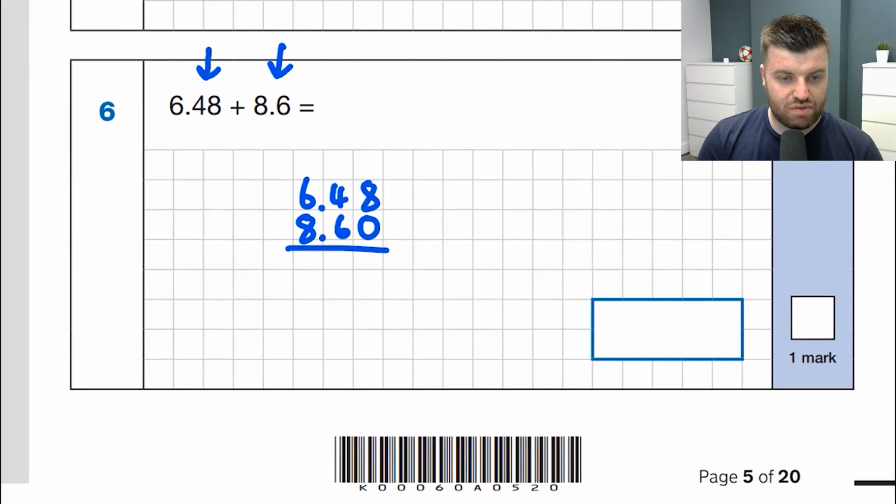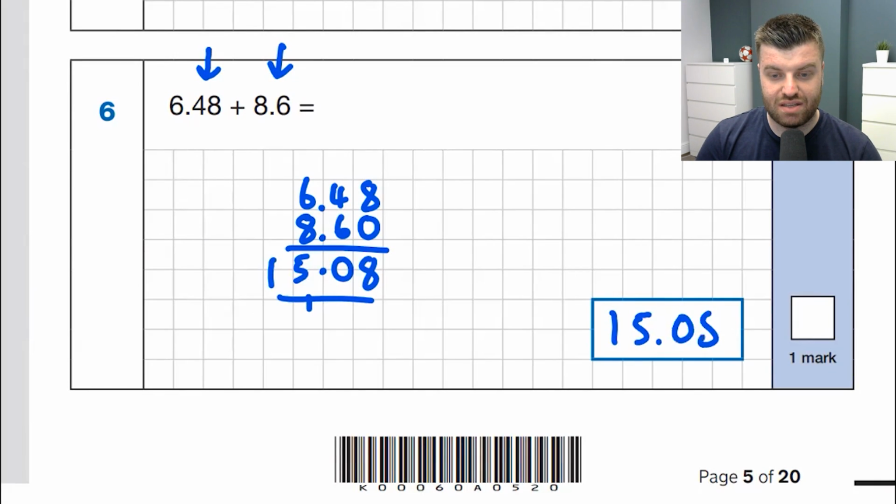Here I could put a placeholder of 0, and in the hundredths column we have 8 hundredths. 4 plus 6 is 10. Exchange over, and don't forget the decimal, else you won't get the mark. And in the ones column, we have 6 plus 8, which is 14, plus the 1, that's 15.08. Make sure you line up those digits.